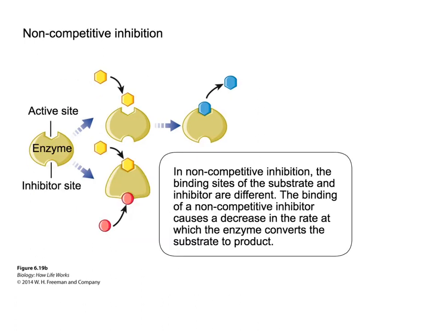Now, in non-competitive inhibition, we have what is called an inhibitor site. The inhibitor site is what we also call an allosteric site, allosteric referring to just an alternative site. So in this case, we have an inhibitor site and we have an active site. When the inhibitor site is not occupied, the active site on our enzyme has the proper shape. In comes the substrate, it gets acted on, it goes to product.